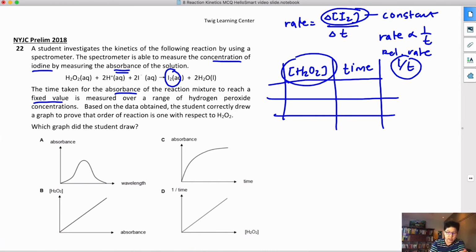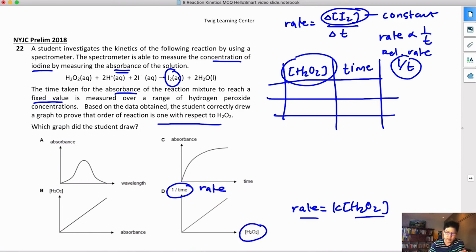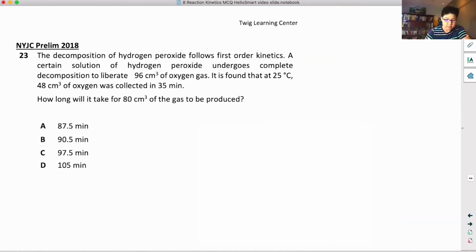So since the question says it is first order with respect to H2O2, it looks like the answer will be this, because rate equals k[H2O2], so rate is proportional to the concentration of H2O2, and this is rate. Yes, it's proportional. Alright, so the answer is D. Okay, let's look at the next question.